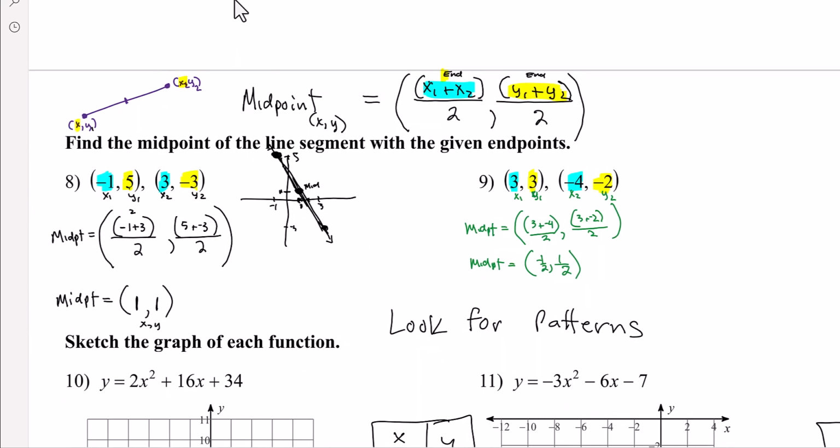All right, that's a refresher on finding midpoint.